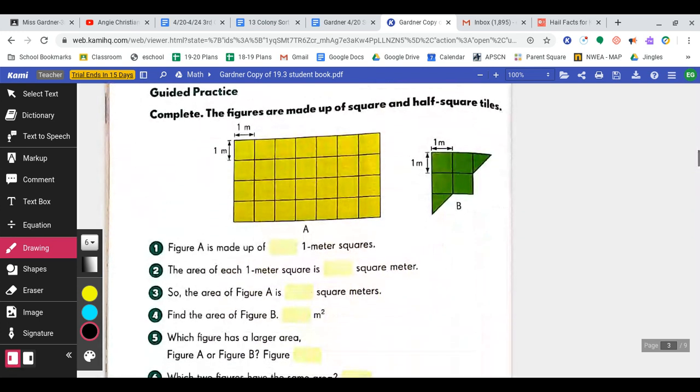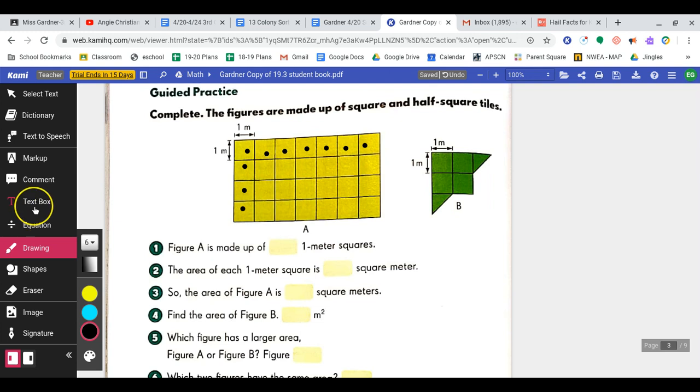Okay, here's a little guided practice on the next page. Each of these squares is 1 square meter, 1 meter across, 1 meter down. We are going to multiply to find this area. That's the fastest way of doing it. Let's count up how many square meters long this figure is. 1, 2, 3, 4, 5, 6, 7. 7 times how many? 1, 2, 3, 4. Now 7 times 4 is 28.